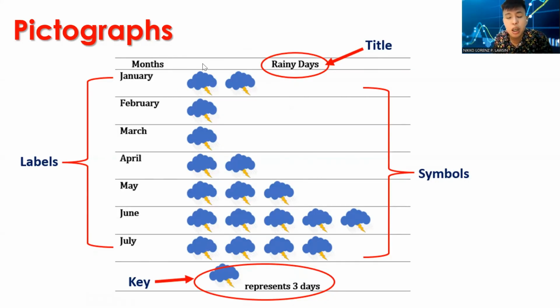So in January, we can say that there are 3 plus 3, 6 rainy days, 3, 3, 6, 9, 12, 15. So that's how it represents.